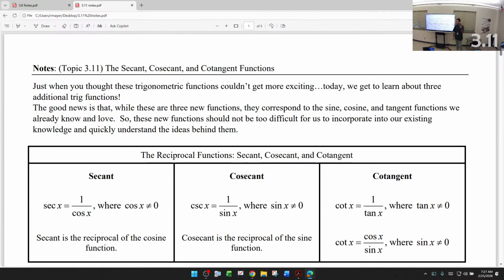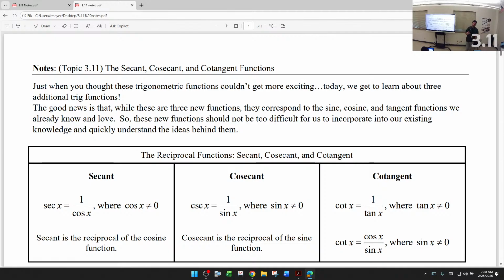Secant, cosecant, and cotangent. And if you can do sine, cosine, and tangent, there is no doubt that you can do secant, cosecant, and cotangent. Okay? So, here we go with that. Secant, cosecant, and cotangent functions. Just when you thought the trigonometric functions couldn't get more exciting. Today, we have to learn about 3 additional trig functions.